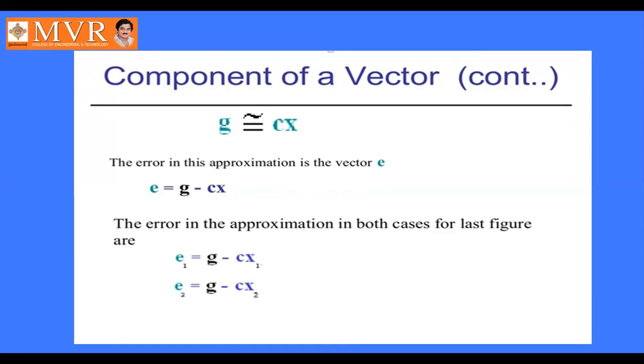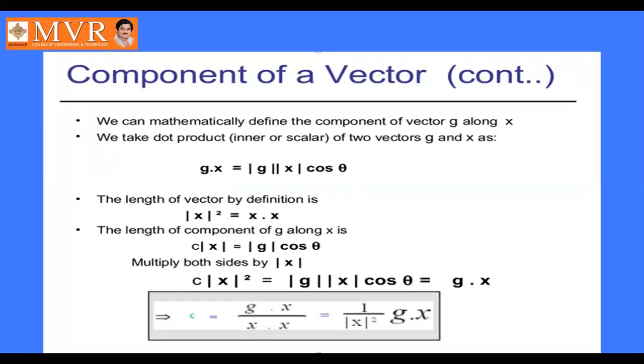Okay, this is a component of a vector, one vector along another vector. We can mathematically define the component of vector g along x. We take the dot product, which we already know about. The dot product, or inner product, of two vectors g and x is written as g dot x, and by using the dot product, g dot x is equal to mod g into mod x into cos theta. Okay, the length of a vector by definition: mod x squared is equal to x dot x.